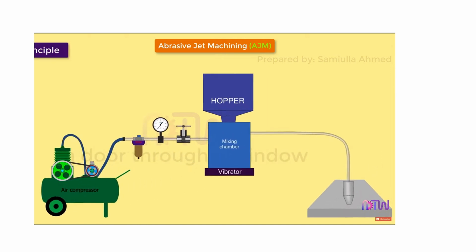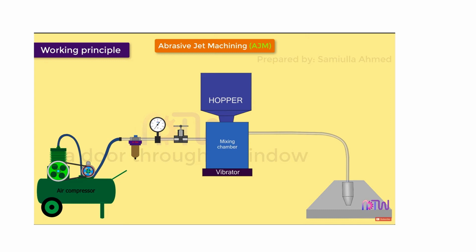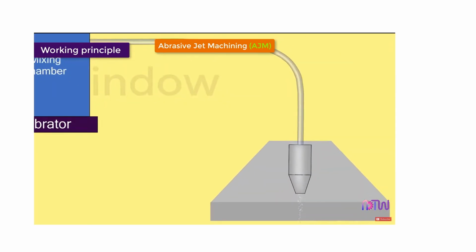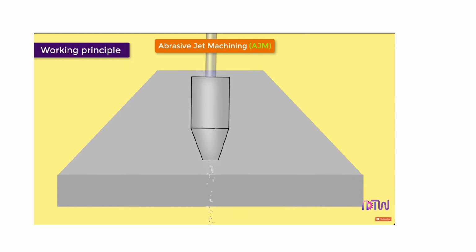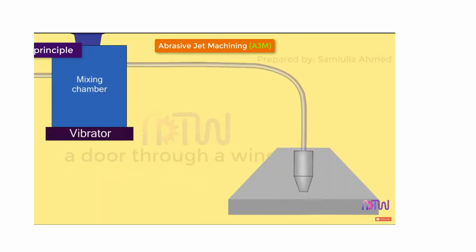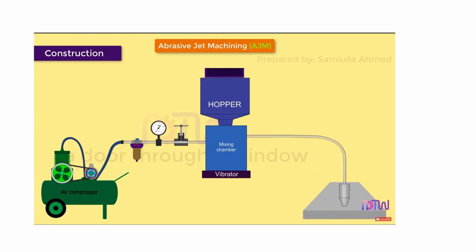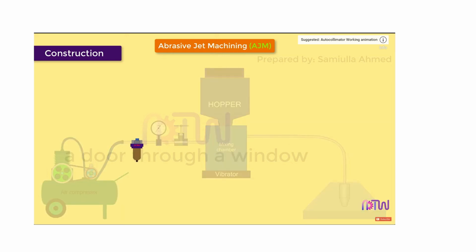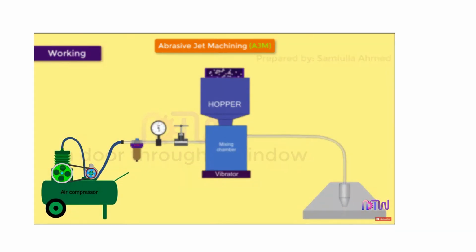Let's start. Working principle. The fundamental principle of abrasive jet machining involves the use of a high-speed stream of abrasive particles carried by a high-pressure gas or air onto the workpiece surface through a nozzle. The metal is removed due to erosion caused by the abrasive particles impacting the work surface at high speed. Construction. The abrasive jet machining setup consists of the following things: compressor, air filter, pressure gauge, flow regulator, mixing chamber, hopper, vibrator, nozzle.